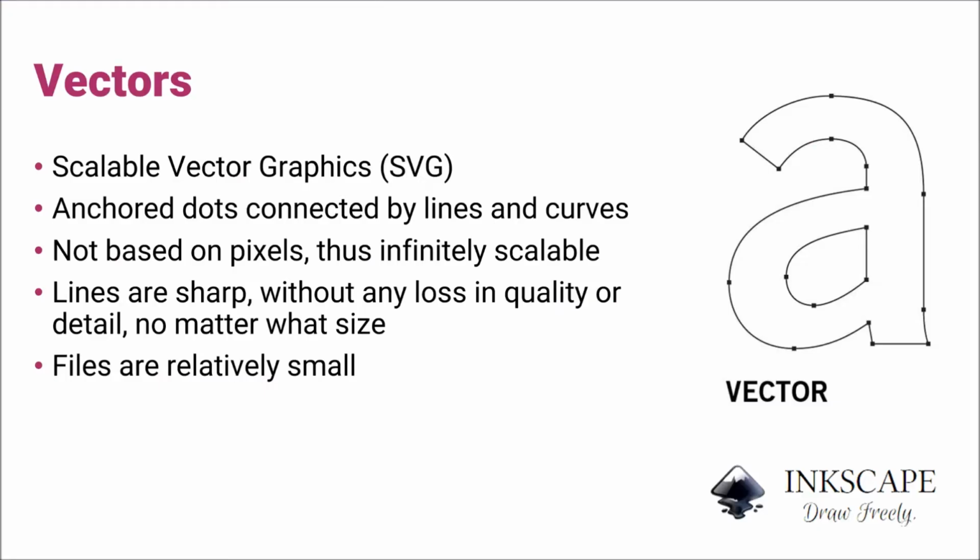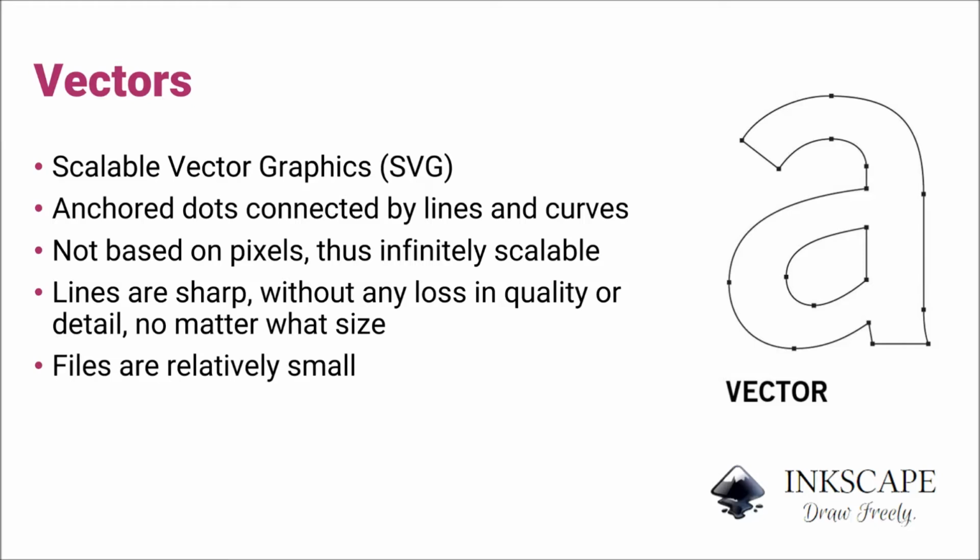So what are vector images? Vectors, or scalable vector graphics, are images that are made up by a collection of anchored dots, and those dots are connected by lines and curves. So these images are not based on pixels, and the advantage that this provides is that it makes these pictures infinitely scalable.